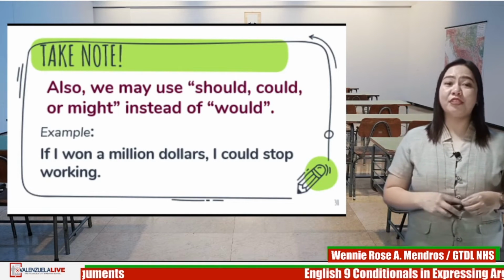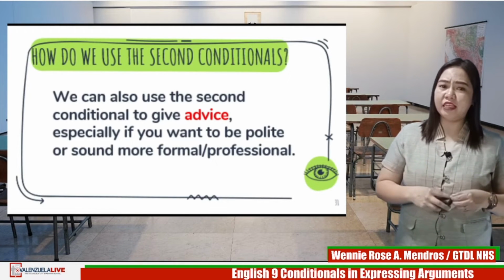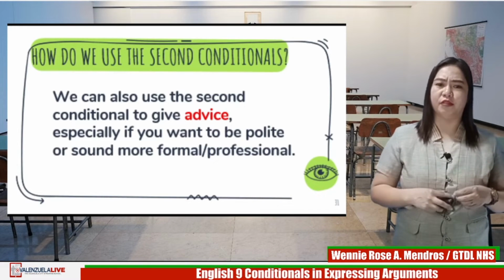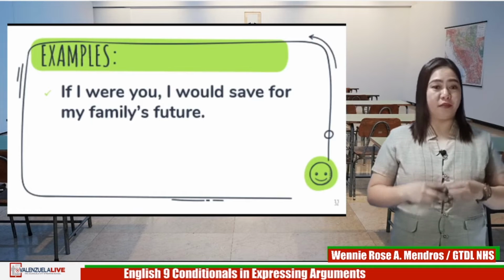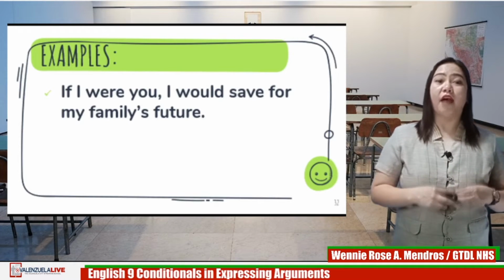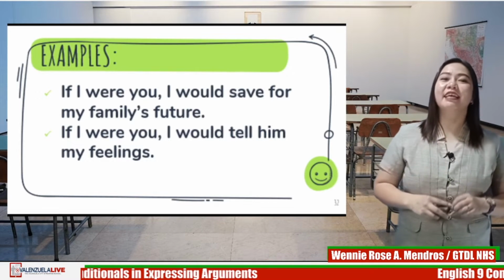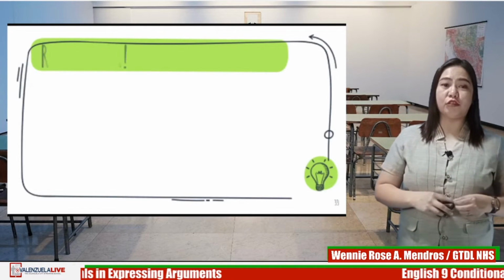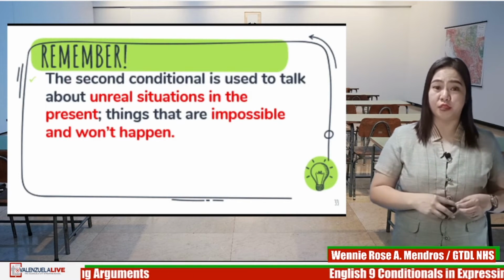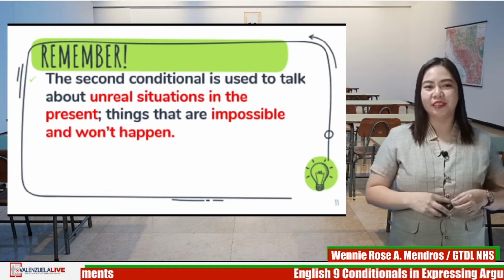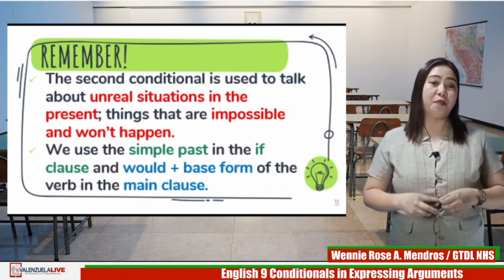We can also use the second conditional to give advice, especially if you want to be polite, professional, or sound more formal. Here are some examples. If I were you, I would save for my family's future. And if I were you, I would tell him my feelings. Again, the second conditional is used to talk about unreal situations in the present or things that are impossible and won't happen. We use the simple past in the if clause and would plus base form of the verb in the main clause.